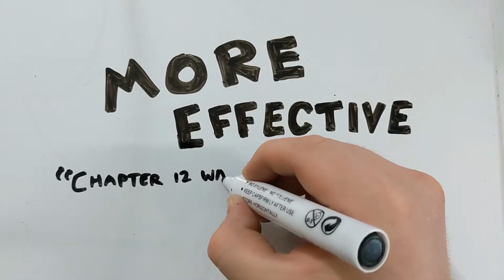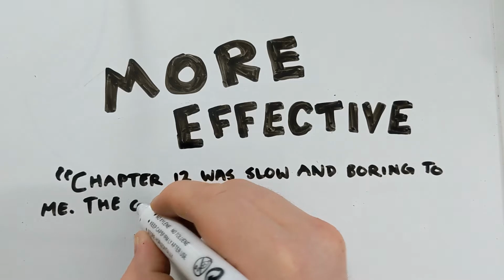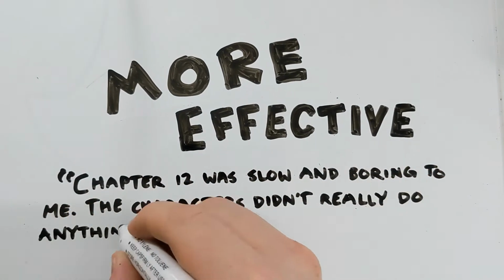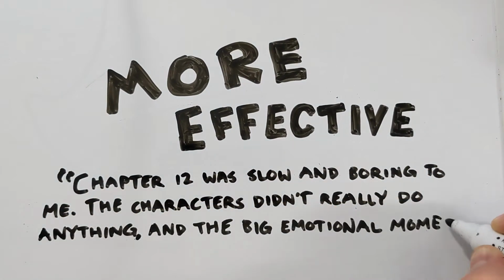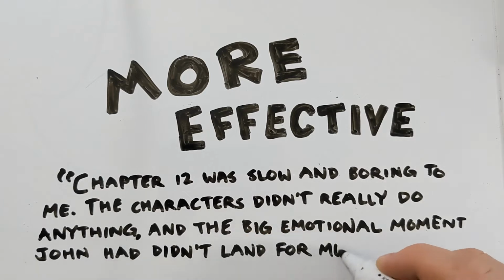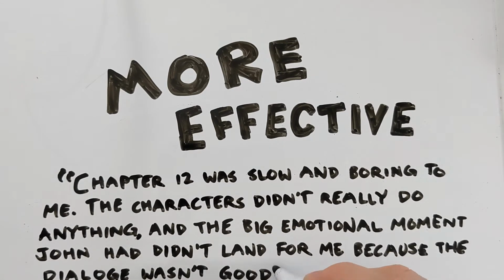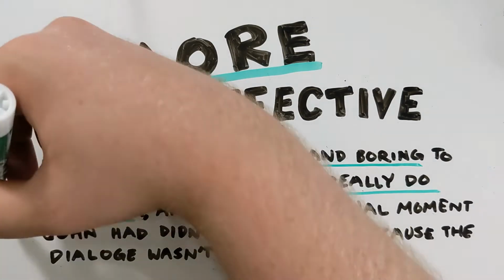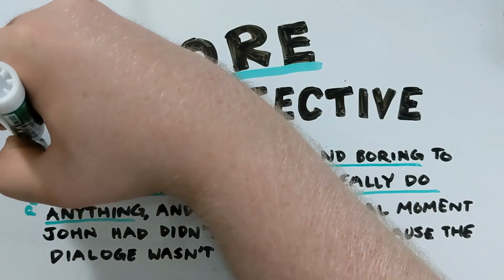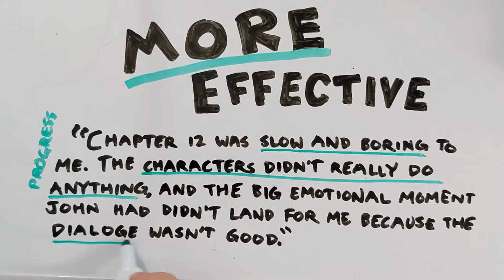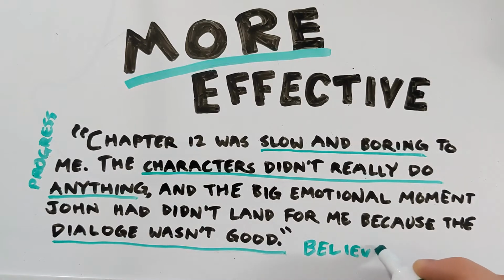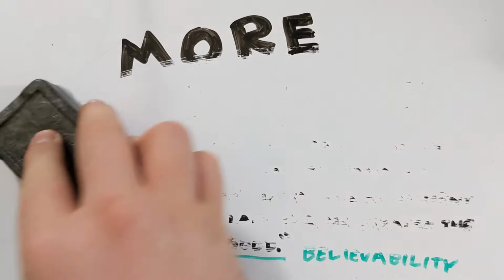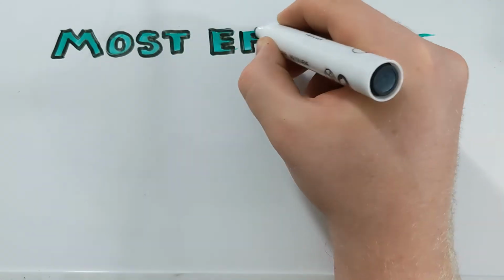Chapter 12 was slow and boring to me. The characters didn't really do anything, and the big emotional moment John had didn't land for me because the dialogue wasn't good. Now this is much better. I can do a lot with this, right? I know what the main issues are that the reader had with the chapter. I know areas to work on and focus on. Now here we go, most effective, right?